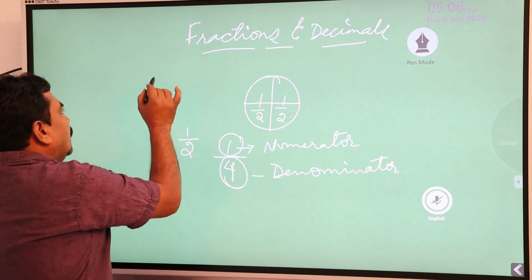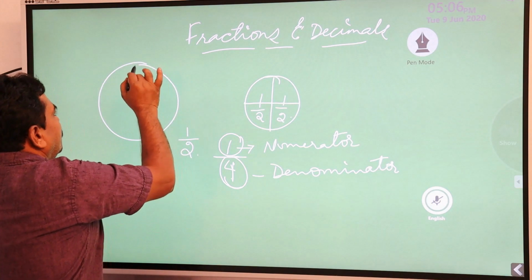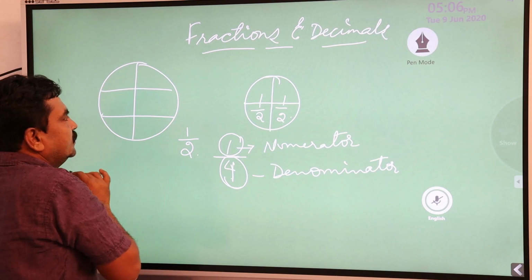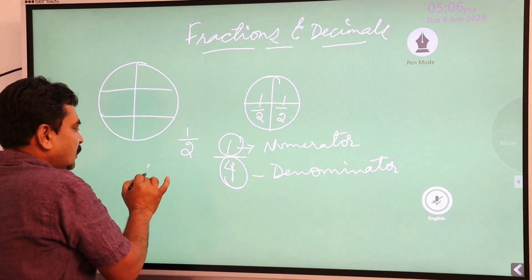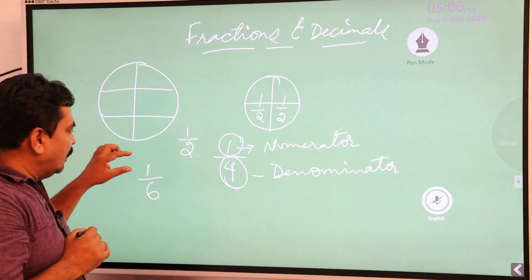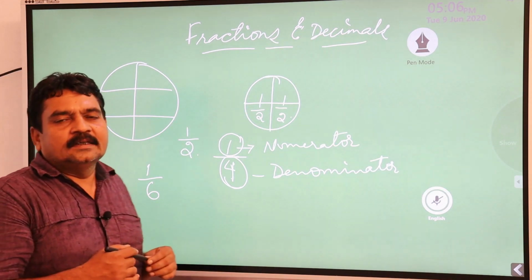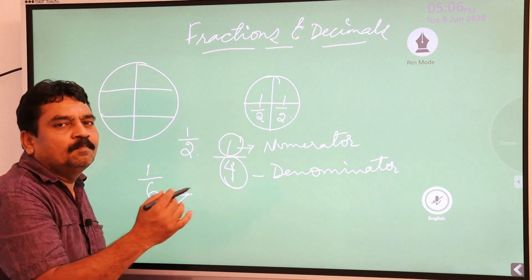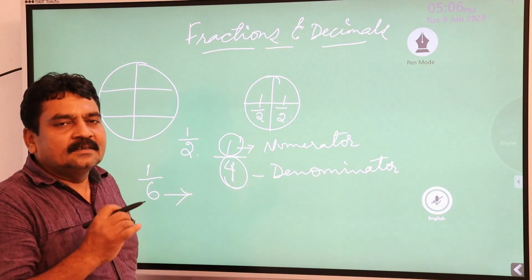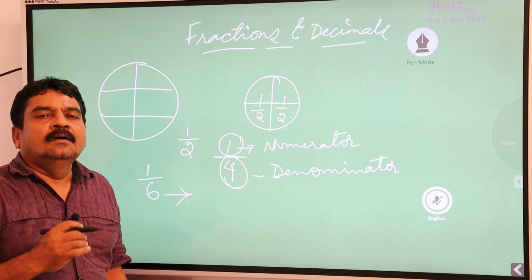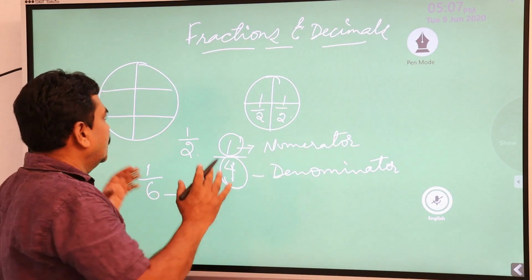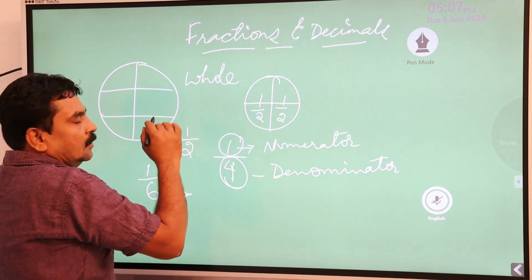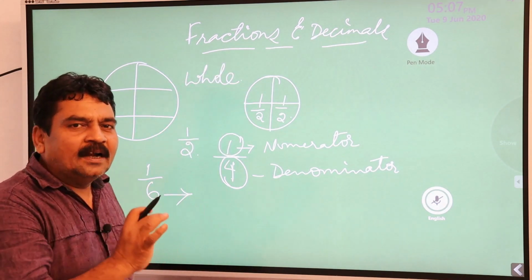Suppose you have an apple and you have divided it into 8 parts or say 6 parts, then you are going to write it down as 1 by 6. That's one apple you have divided into 6 parts. So the denominator always represents the number of parts you made. This is the definition of fraction. So whole means a complete. W-H-O-L-E, whole. What is a fraction? A part of a whole.